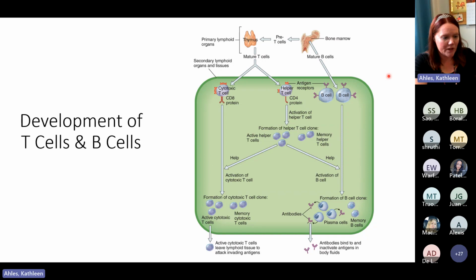Yeah, so a follow-up question: are co-stimulation and linked recognition the same thing? For the purposes of our studying, we're going to say yes. Linked recognition is another way that those have to interact with each other. We need that interaction for them to be able to be activated. So yes.